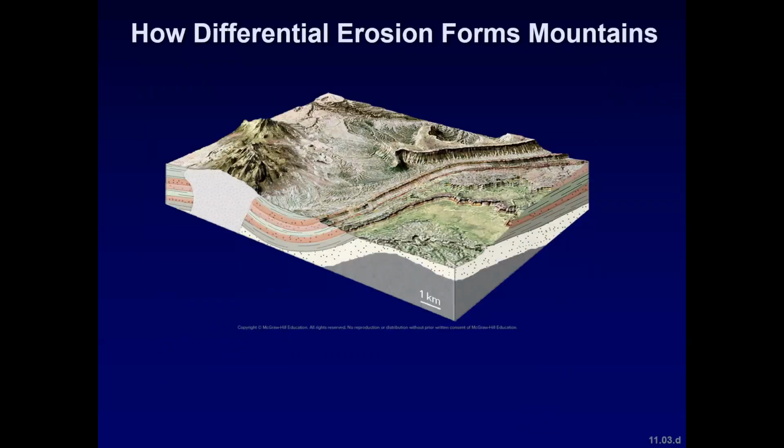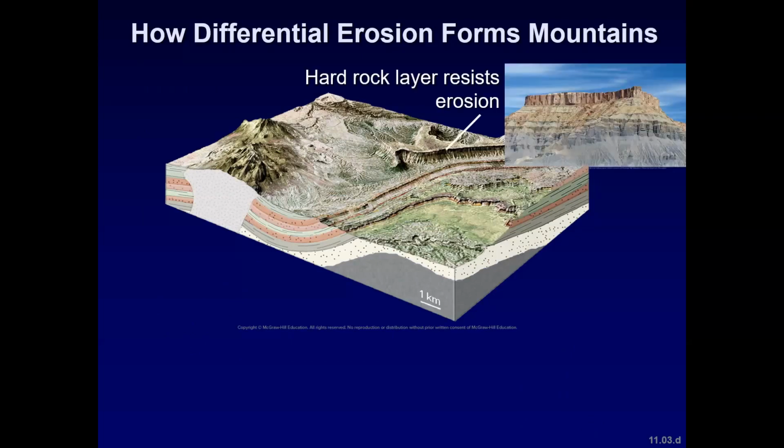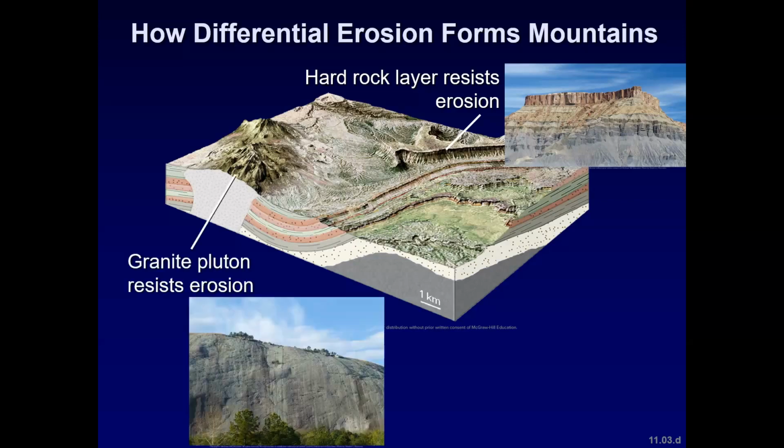Differential erosion can also form mountains. So what does that mean? You can have a hard rock layer in a sequence of rocks that resists erosion. And those resistant rocks protect the underlying softer rocks beneath from erosion, forming a local hill or mountain with steep sides like this mesa in Moab, Utah.